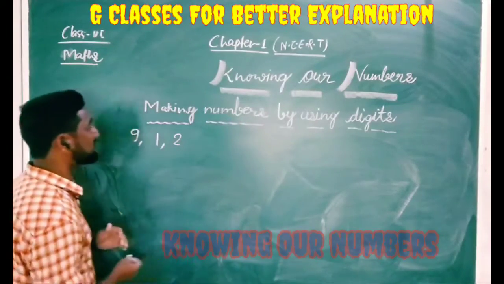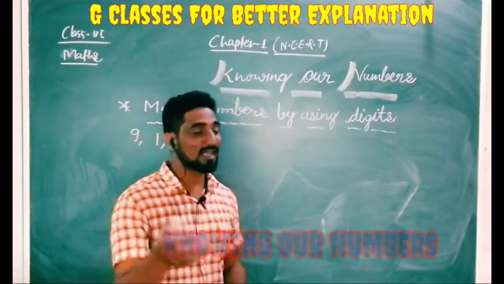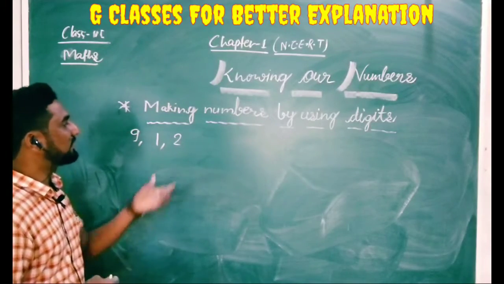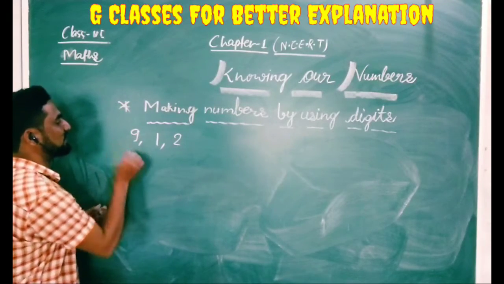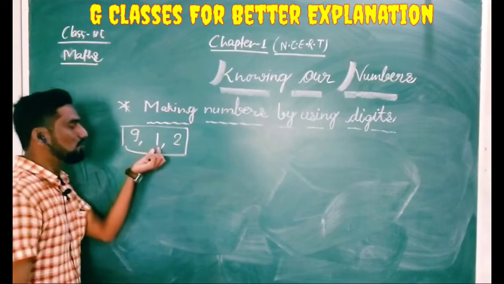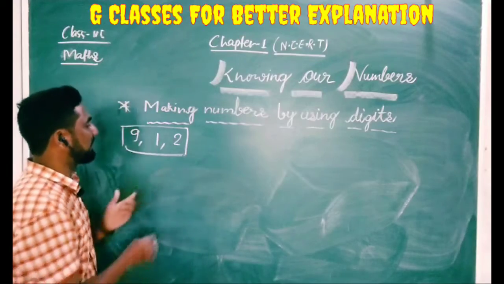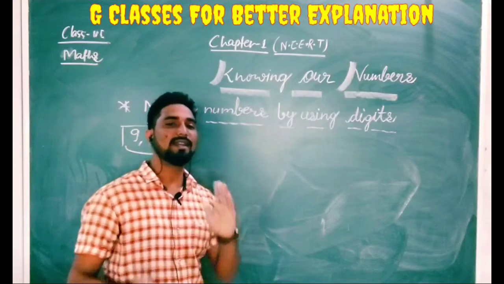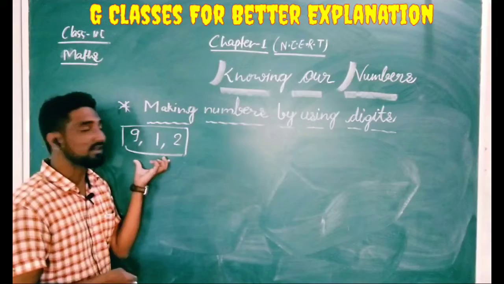Now it's the third video of this chapter, and the topic is making numbers by using digits. So let us have a look, and have patience, to see how I am going to make a number using digits, and what the digits are which are given here. I have 3 digits, that is 9, 1 and 2. I have to make a number by using all these digits. So first I will see how many numbers can be made using all 3 digits.